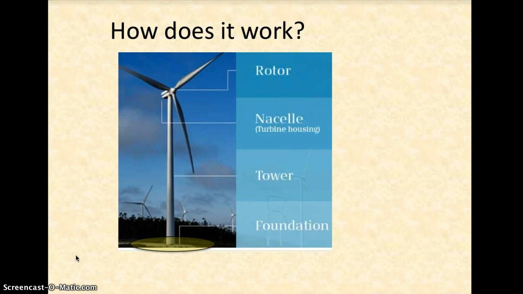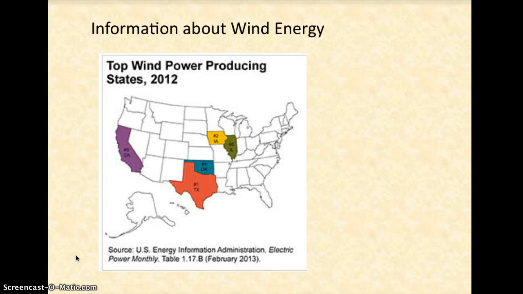Wind turbines can create as little as 100 watts to as much as 5 megawatts. The top 5 wind power producing states in 2012 are Texas, California, Oklahoma, Iowa, and Illinois. In 2012, the U.S. generated 140 billion kilowatt hours from wind energy.